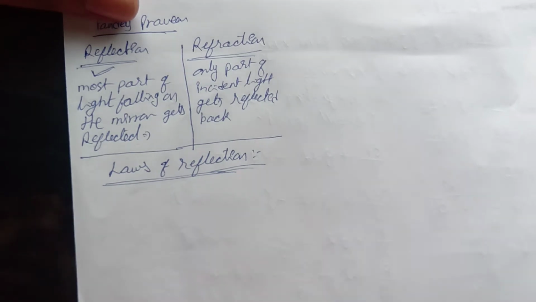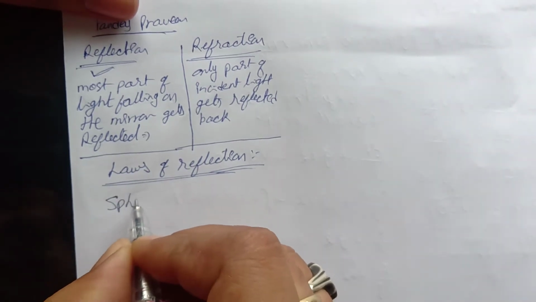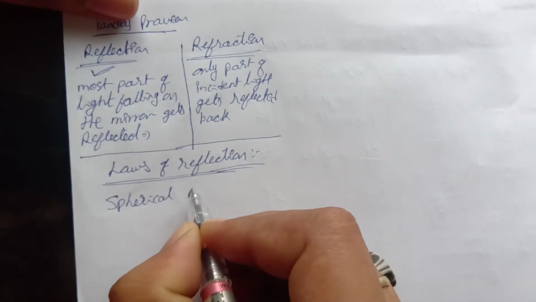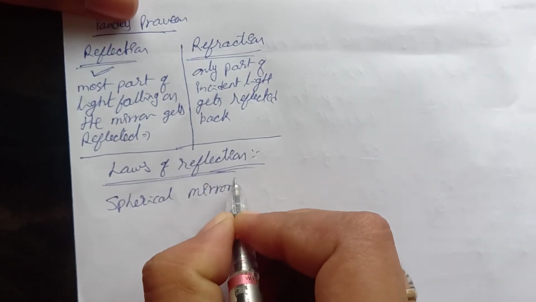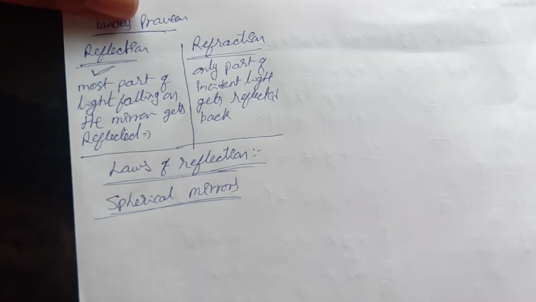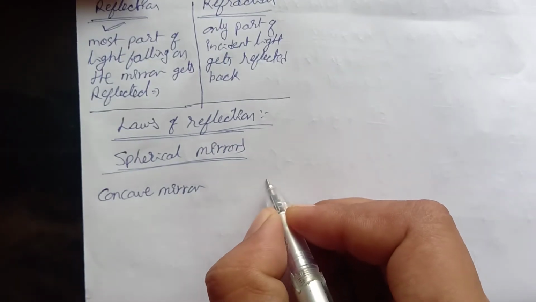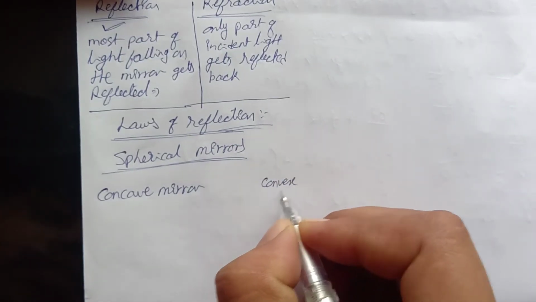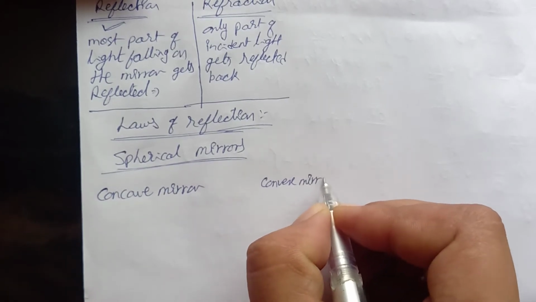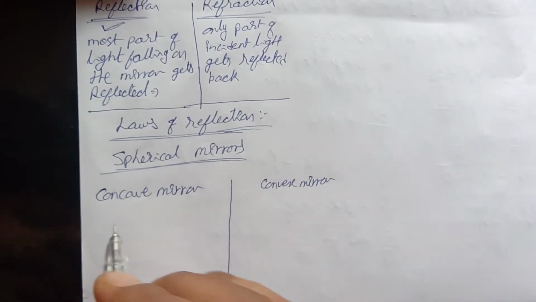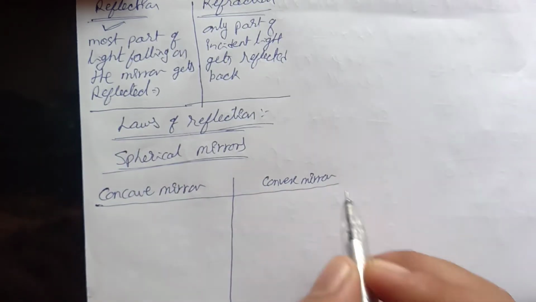So mirrors, spherical mirrors, are of two types. The first one is called a concave mirror. The second one is called a convex mirror. Where can you see a live example of concave and convex mirrors?